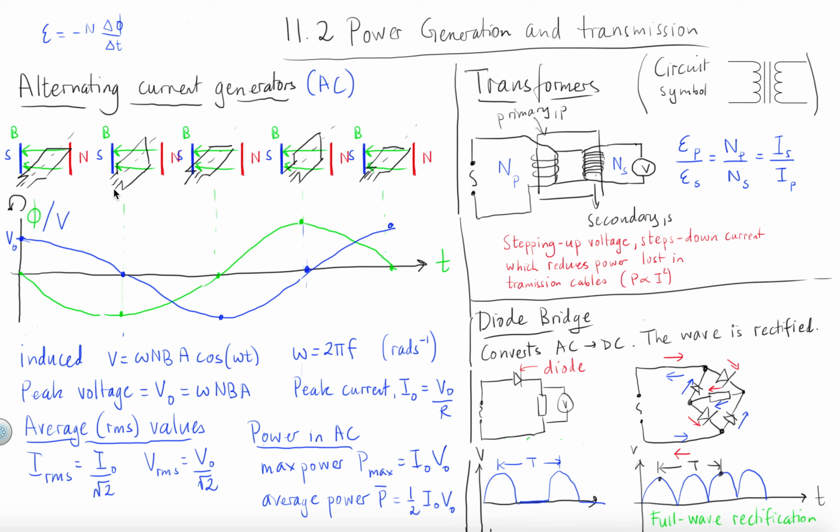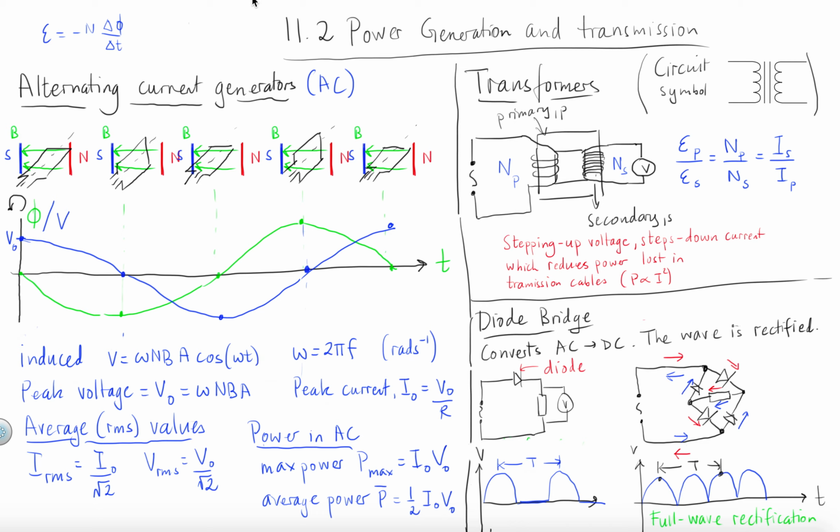As the coil rotates around, there is a change in magnetic field and therefore magnetic flux. That's the green curve here. Because induced EMF is the rate of change of magnetic flux, the induced EMF, or the voltage time curve, looks like this. In this case it would be a cosine function, where the induced voltage or the induced EMF is omega NBA cosine omega t.